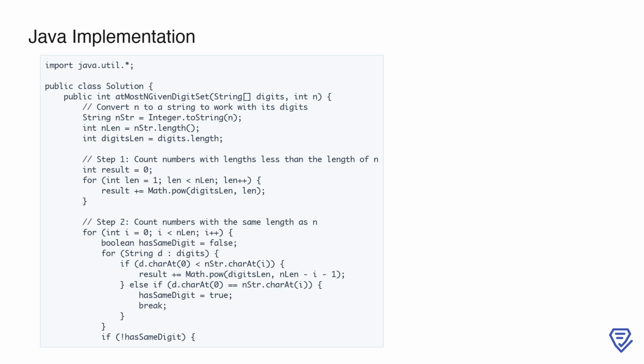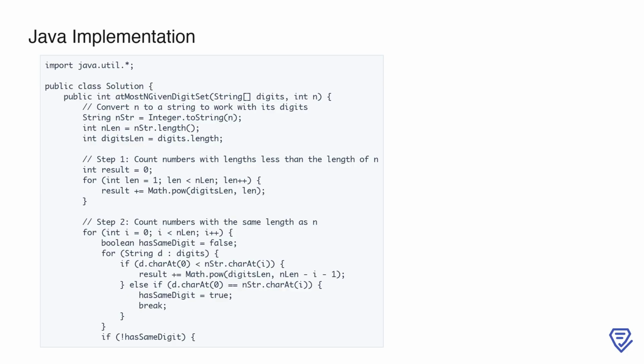First, we convert the number n into a string so that we can work with its digits more easily. We also determine the length of n and the size of the digit set. Now, the first step is to count all numbers that can be formed with lengths smaller than the length of n.